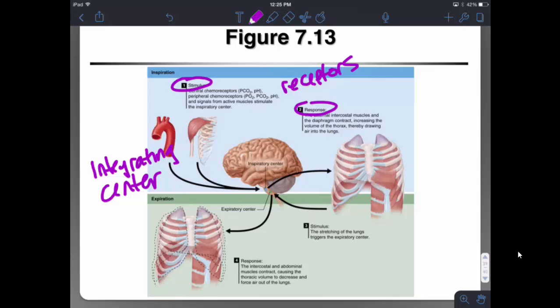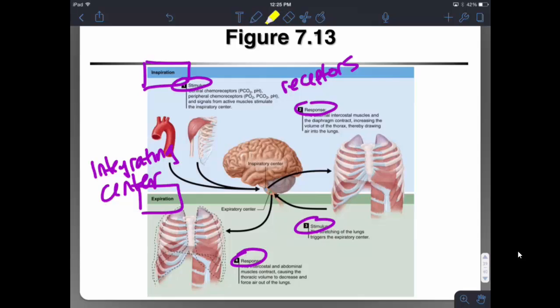So now we've got this occurring in the two centers. So we've got stimuli information arriving at the inspiratory center, and we have stimuli information arriving at the expiratory center, and we have responses coming out of the inspiratory center and responses coming out of the expiratory center. So again, I'm just repeating myself for what we've already talked about.